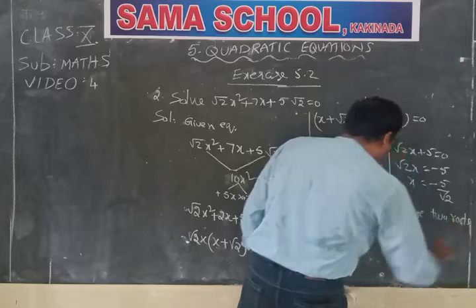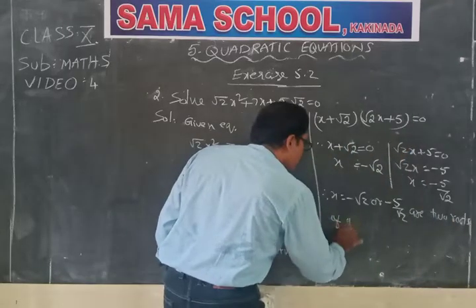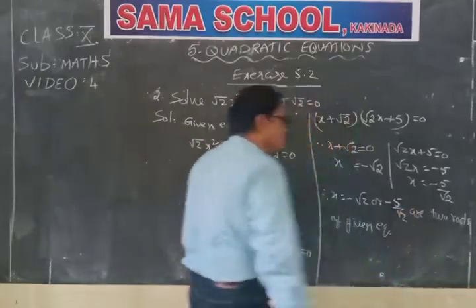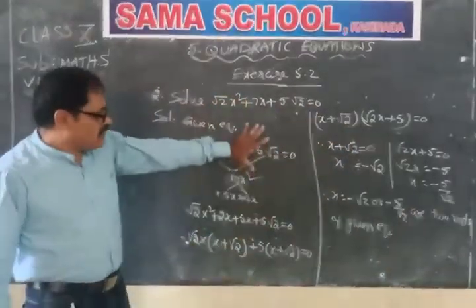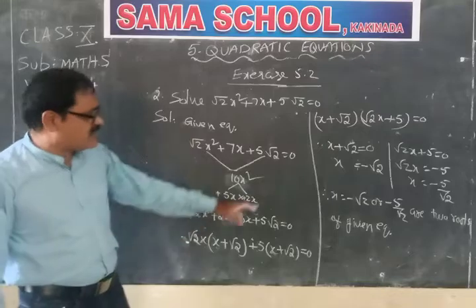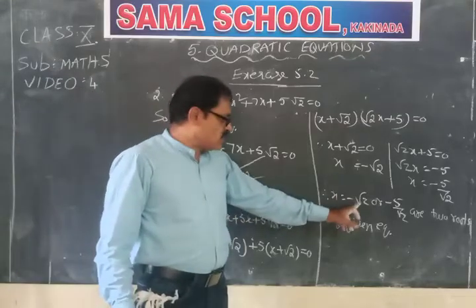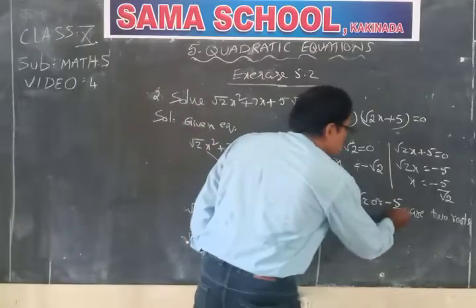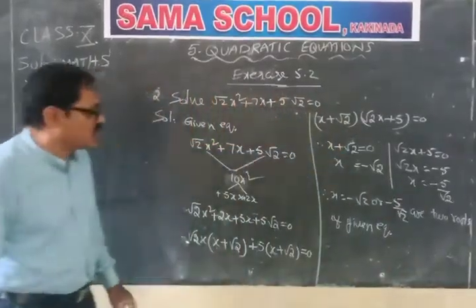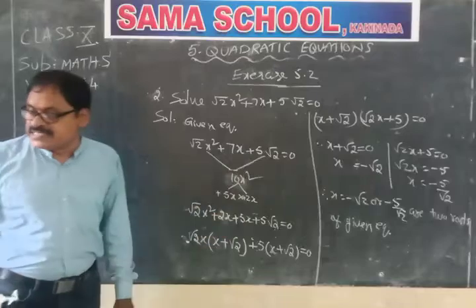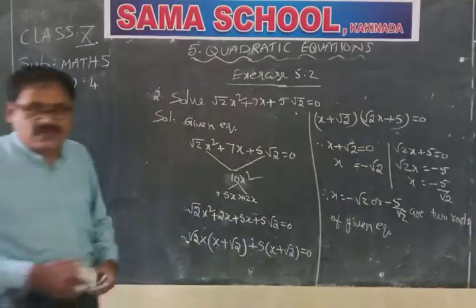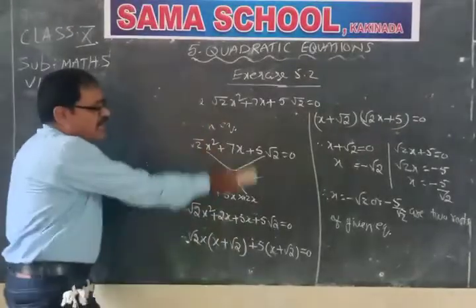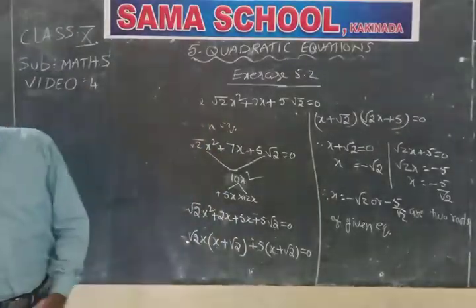Therefore, x is equal to minus root 2 or minus 5 by root 2 are the two roots of the given equation. Do you all understand? These are the two roots or zeros of the solution. This is the factorization method for finding the solution of a given quadratic equation. Another sum we will see.